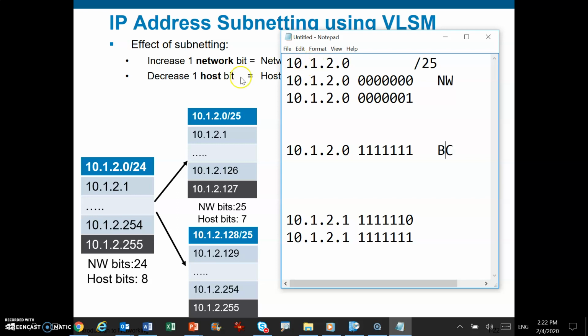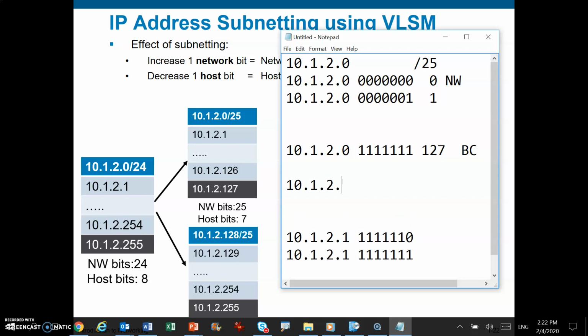I may convert this number into decimal. This will be 127. So I'm going to just put it here, 127. This is 0. This is 1. So this will be my first network. My second network, 10.1.2.1. Remember this was initially a host bit. Now I make it a network bit, so I change this to 1. This will become my second network.